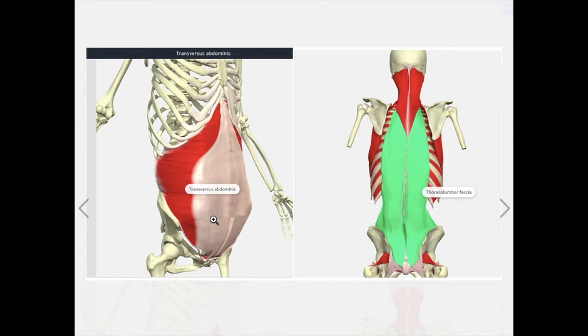Transversus abdominis attaches to the cartilage of the entire lower rib cage, the iliac crest of the pelvis, and inguinal ligaments. It also wraps around the trunk and connects with thoracolumbar fascia in the back. So, transversus abdominis truly encircles the entire abdominal walls.